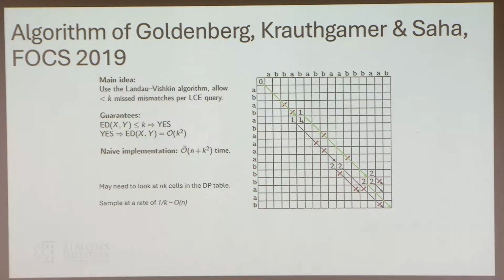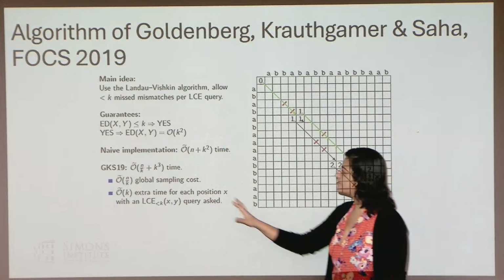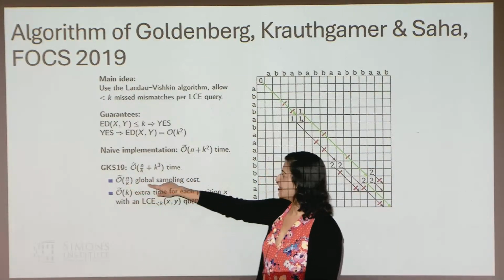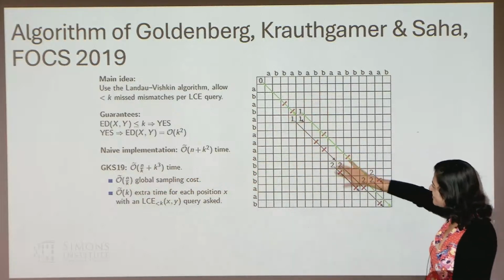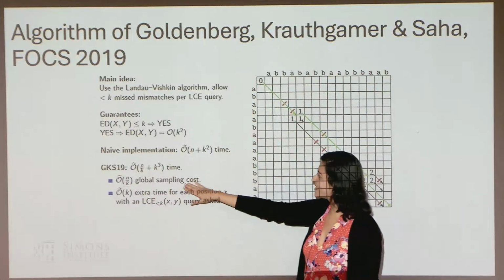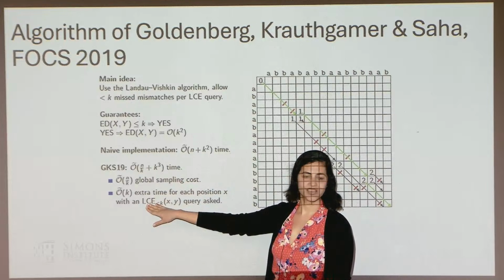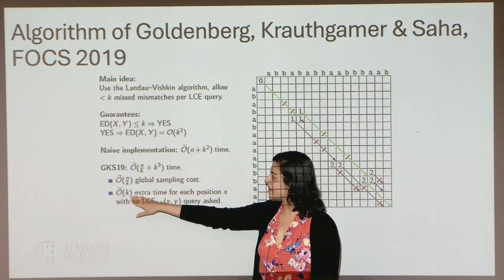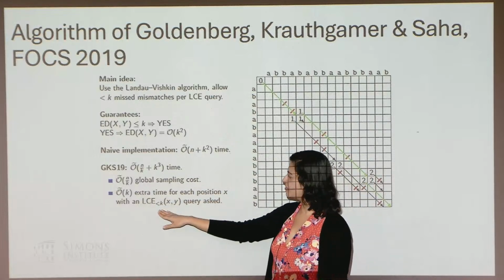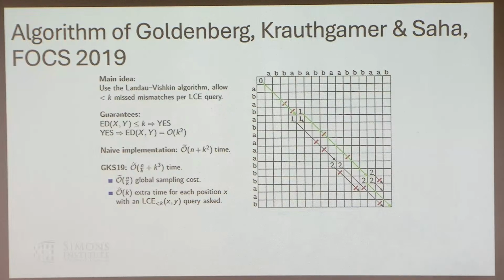So what we could do instead is show that it's enough to do a global sampling of n over k. The global sampling somehow doesn't look at the dynamic programming table. It looks at the string and does some global sampling. But we have to do some local sampling as well. So we have to pay some order of k sampling cost each time, for each position where we are trying to compute these approximate LCEs.